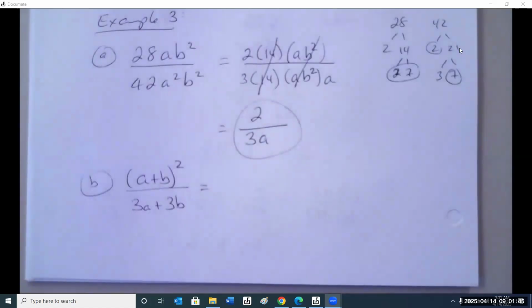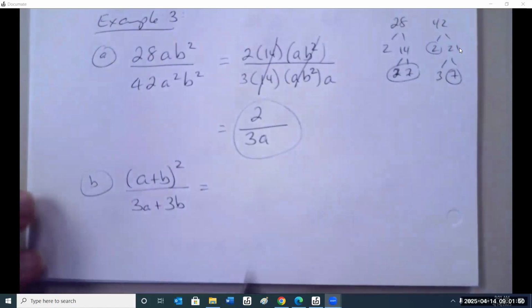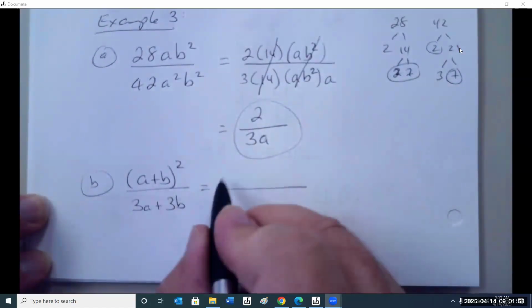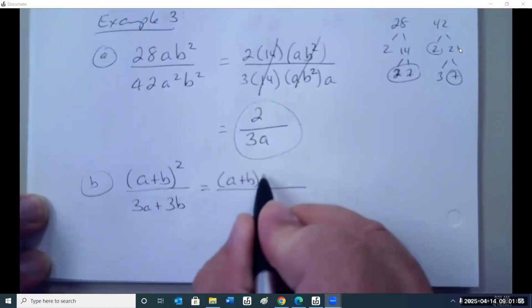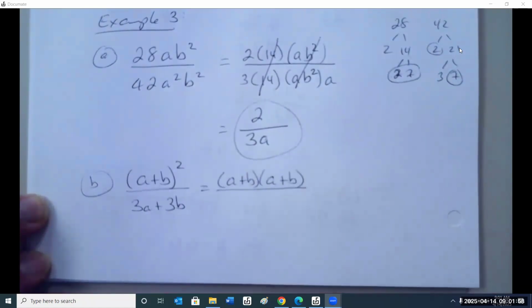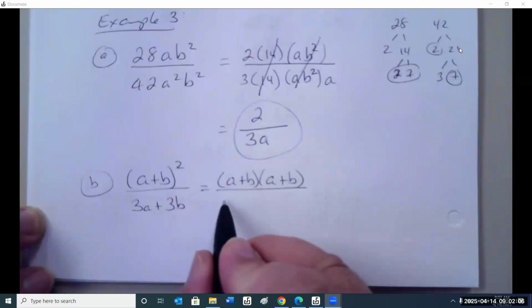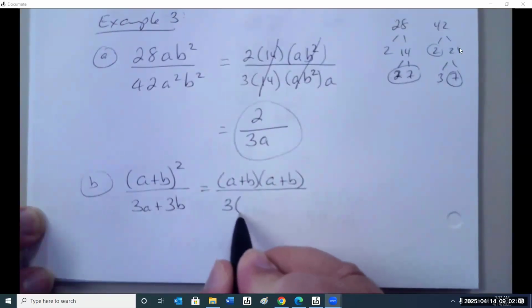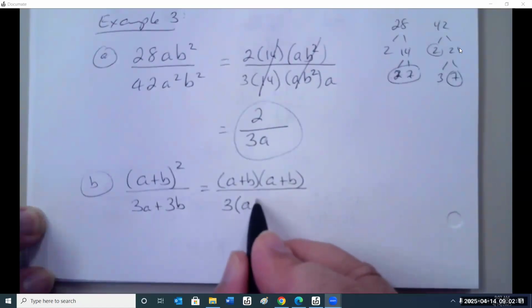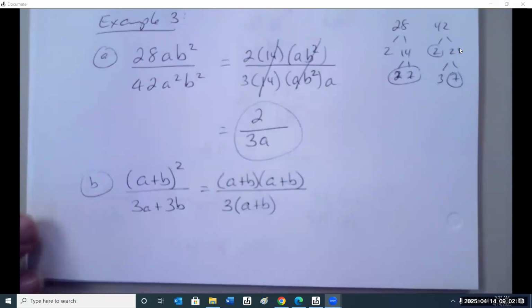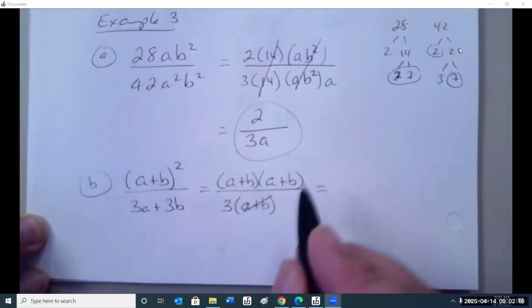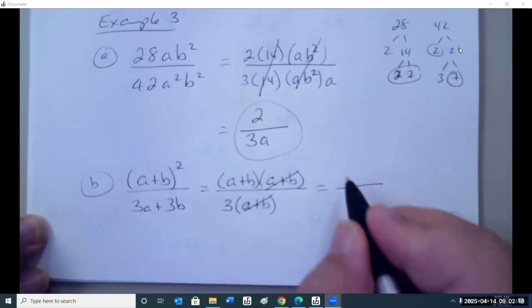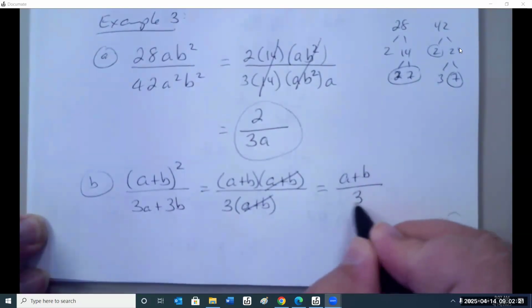How about this one? On top, we have A plus B, A plus B. What does the bottom have in common? They both have a 3 in common. So I take out the 3. What am I left with? So remove one A plus B. What I'm left with is A plus B over 3.